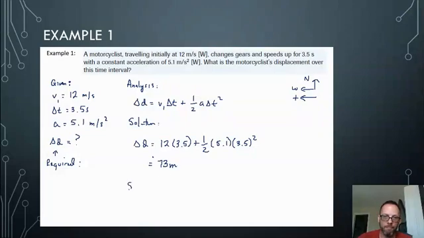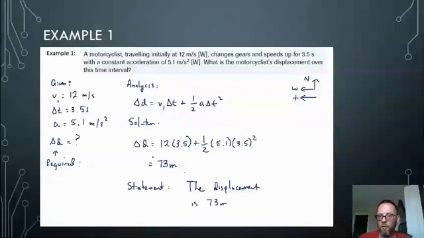So let's make a statement. The displacement is 73 meters. And remember, displacement is a vector, right? It has magnitude and direction. So for those of you freaking out that I didn't have a direction here, we'll take care of this in the statement. It's positive. My sign convention was west is positive, so the displacement is 73 meters to the west. So we've solved this problem.